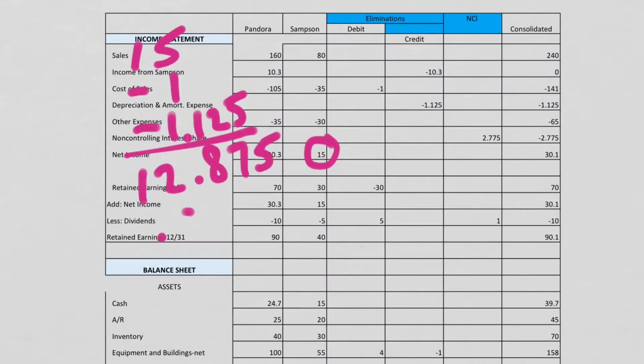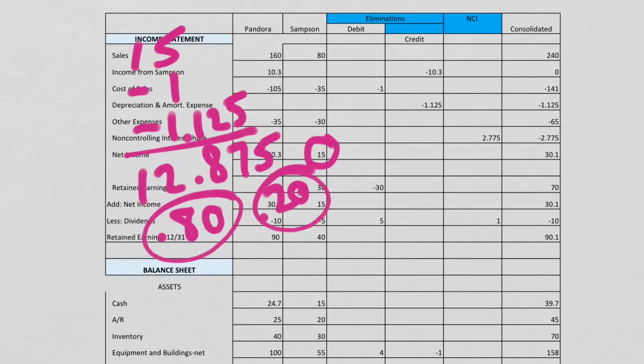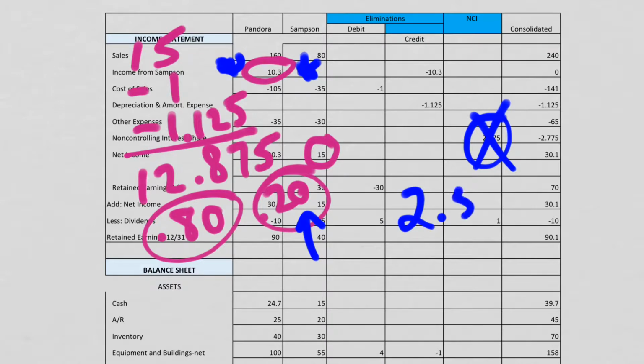Now take 80% of this and 20% of this: 20% for the non-controlling interest, 80% for the controlling interest. 12.875 times 0.8 gets me 10.3. Voila! That's the number. Yay. So now we know that the equity method was done correctly the first year, and we also know that 0.2 of this number, the non-controlling interest, turns out to be not this, that's wrong, but 2.575. So that should be the correct number.